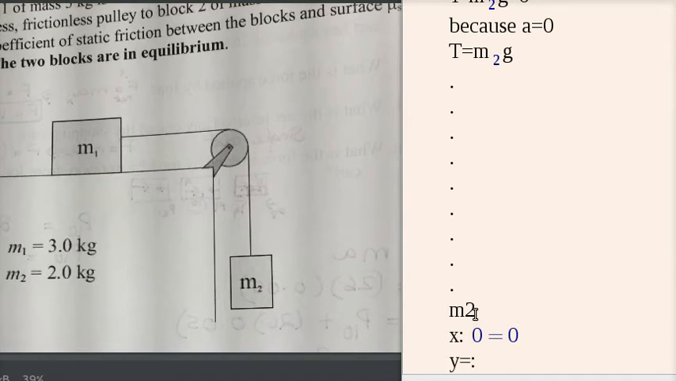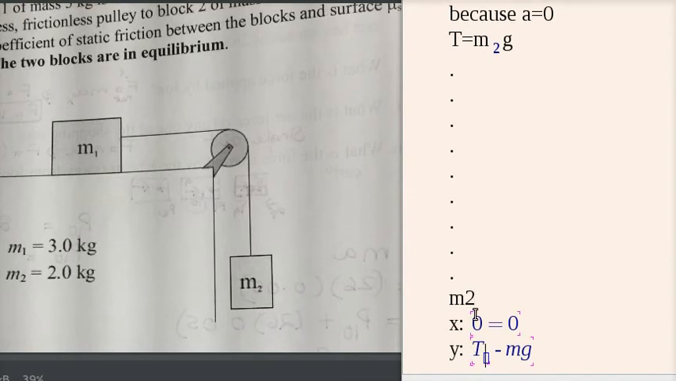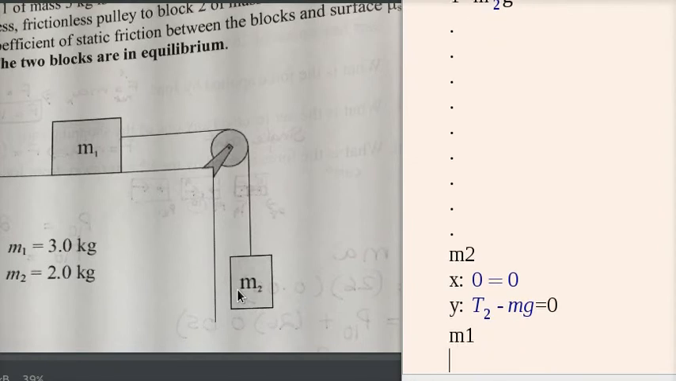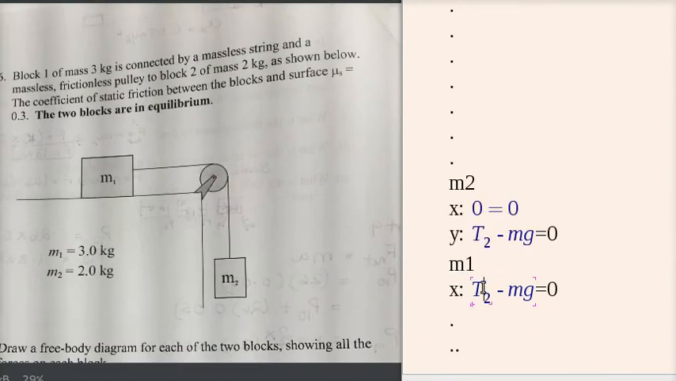And in the y direction, it's gravity pointing down and tension, tension 2, I believe, is the label, pointing up. And it's in equilibrium, so equals 0. M1. The y looks pretty similar, only for M1 it's the x, because the rope is pulling sideways. T1. And there's no gravity pulling in the x direction, so it's not actually very similar.